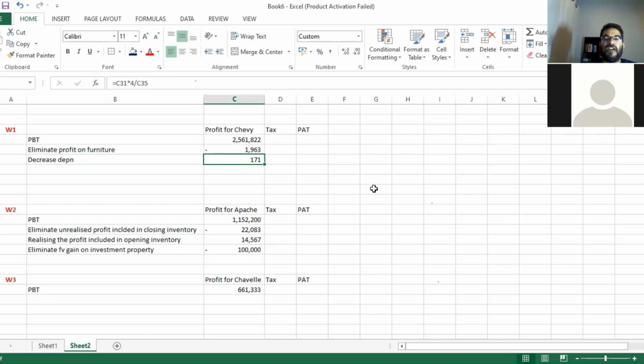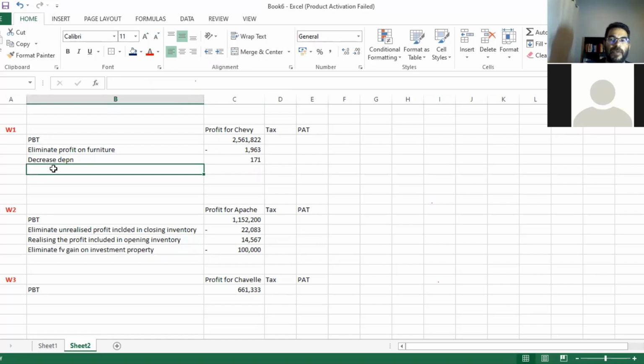In this case, we have covered all the intercompany transactions. The only other intercompany transaction we must account for that is not specifically mentioned is the dividends. Remember, APAC declared a dividend, so Chevy would have gotten their portion. Chevelle declared a dividend, so Chevy would have gotten their portion. So what we need to do is eliminate that dividend income from Chevelle and from APAC.